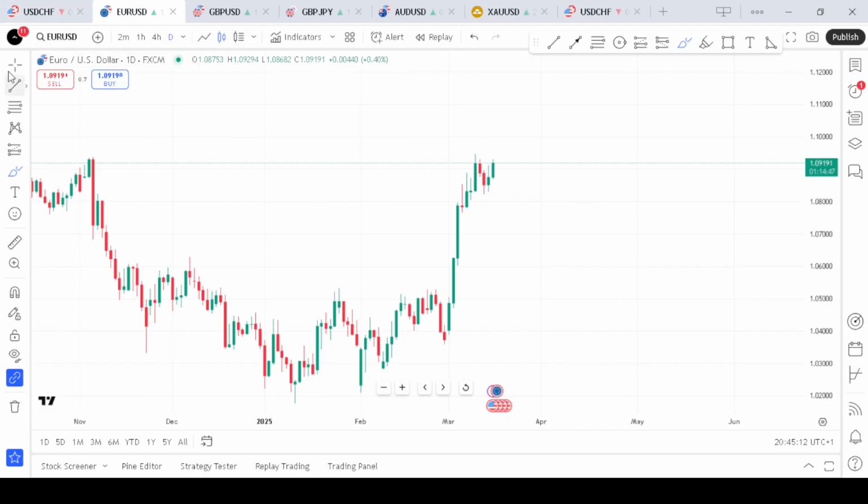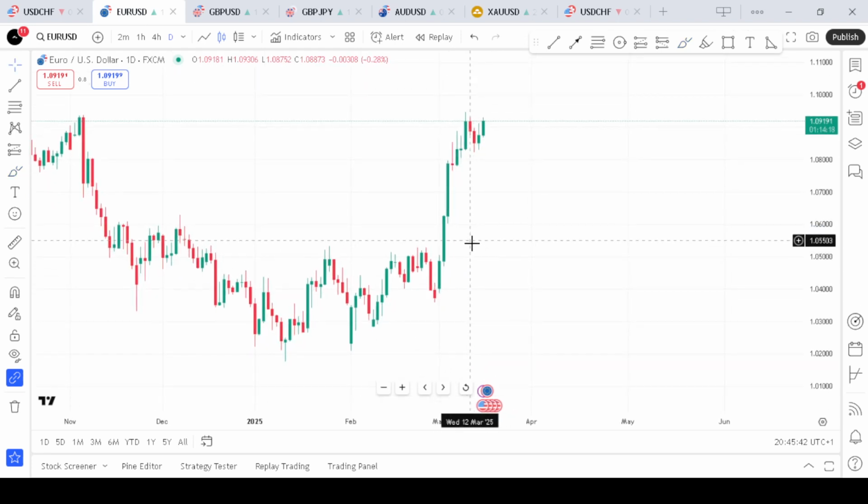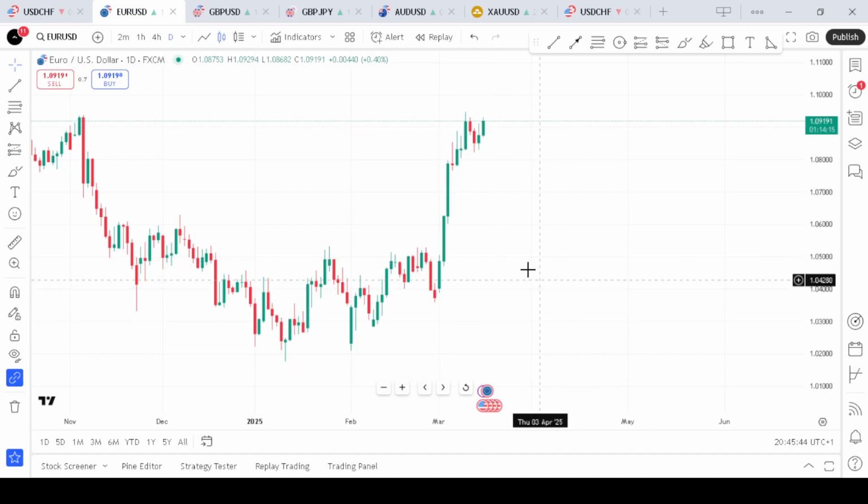So another thing you need to put in mind is when taking these correlation trades, it is important that you calculate your position size carefully when using these correlated pairs. For instance, if you are using the Euro USD and the USD CHF, because they have near perfect negative correlation, you might have to adjust your lot size based on their pip value to ensure balanced exposure.